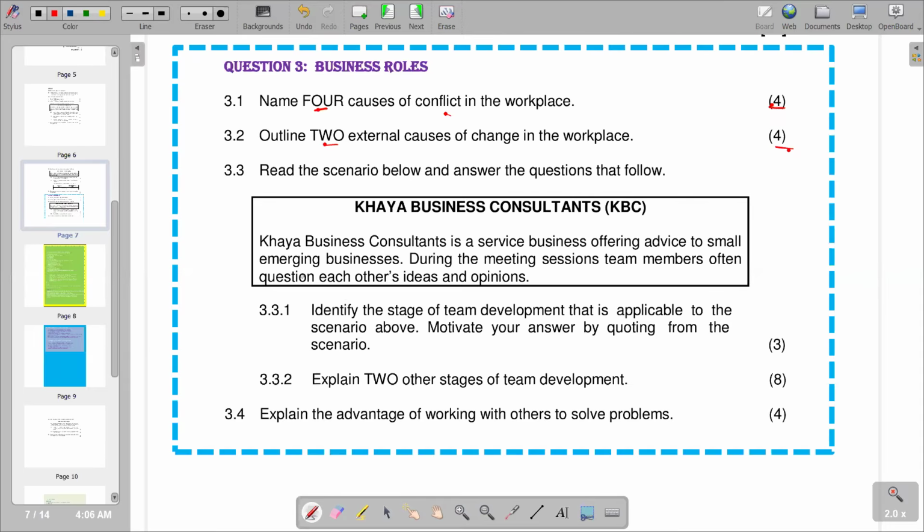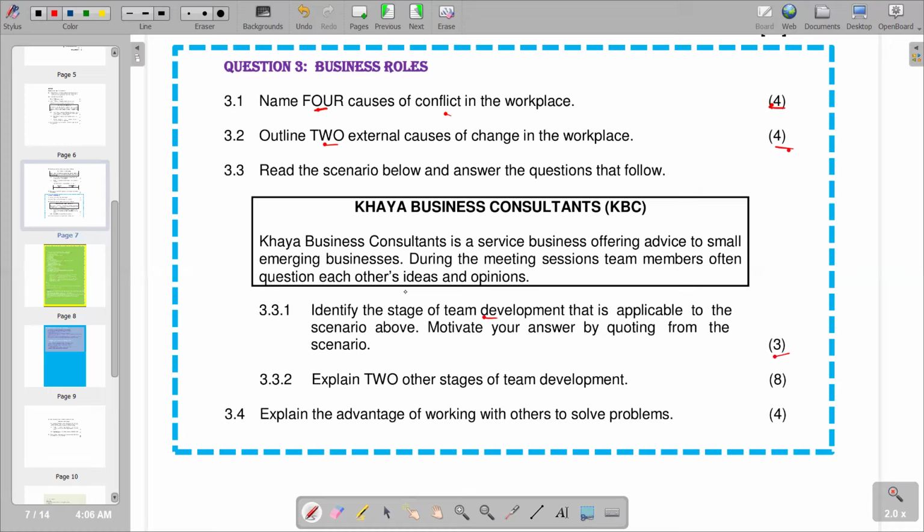Then 3.3.1 reads: identify the stage of team development that is applicable to the scenario above. Motivate your answer by quoting from the scenario. And our question has got 3 marks. So we can maybe start by understanding what we mean by team development. We know that team development is a process by which teams come together and organize themselves to achieve their objectives through developing effective relationships both within and outside the teams. So this is the explanation of team development.